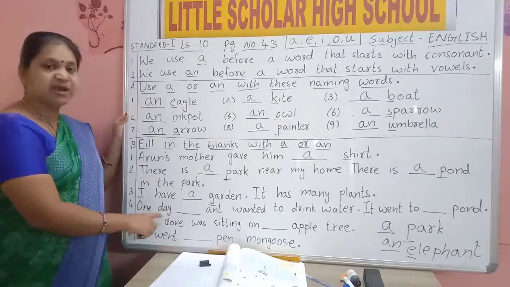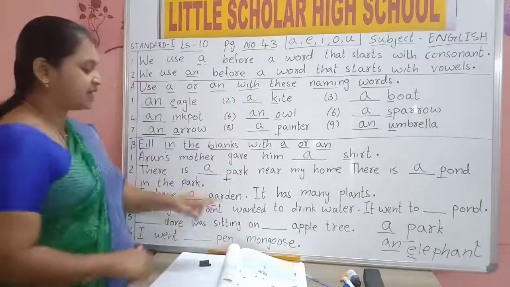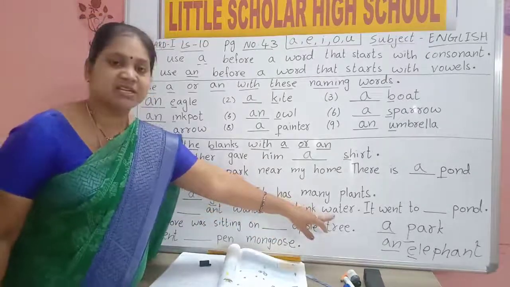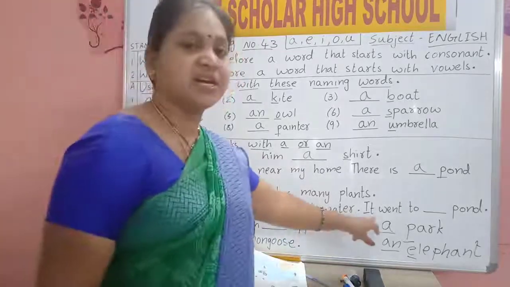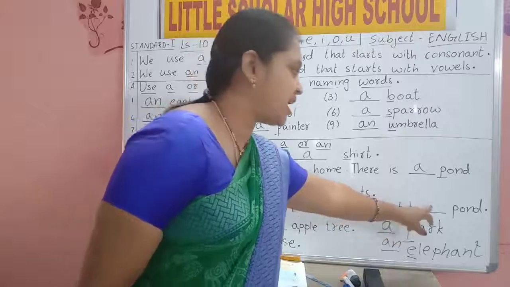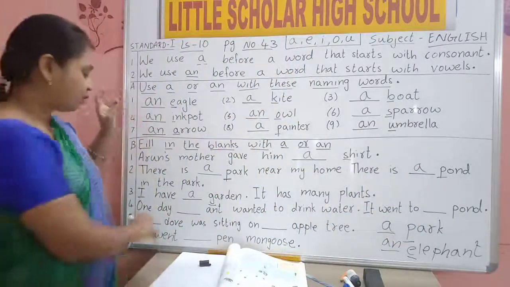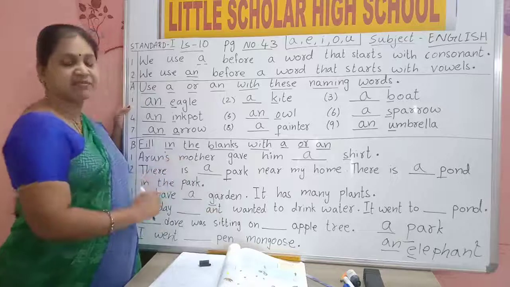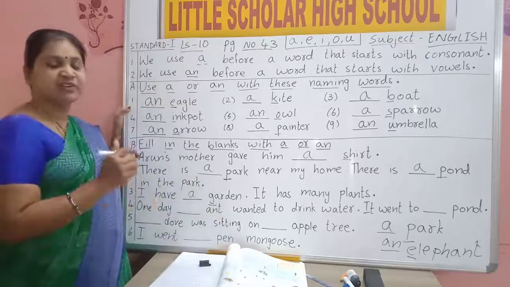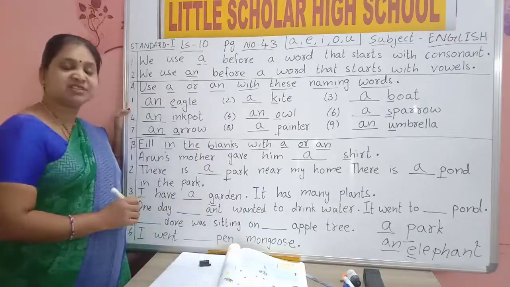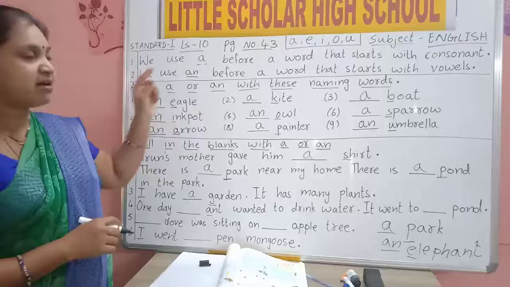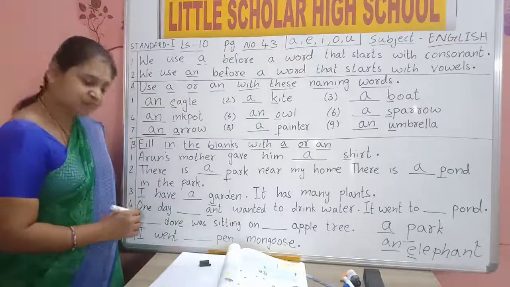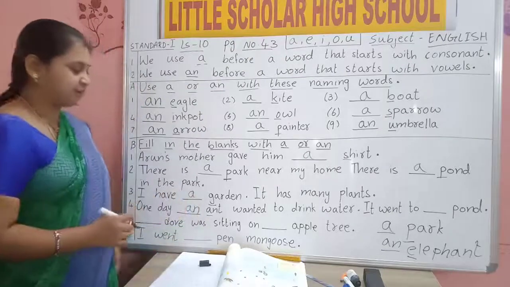One day dash ant wanted to drink water. It went to dash pond. In this, we have two dashes. One day dash ant. After the dash, we have ant. Which is the first letter? A. Now see in vowels, you have A, E, I, O, U. Yes, A is there in vowels. So, in front of vowels, what should you write? A-N, AN.